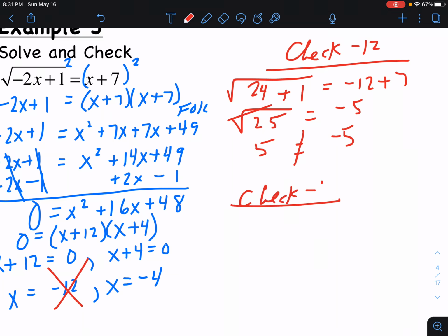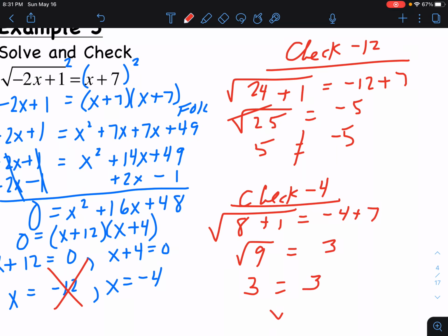Now let me check the -4. -2 times -4 is 8, and then 8 plus 1 is square root of 9, which is 3. And then on the right side, x plus 7, -4 plus 7 is 3. So the -4 does work out. We do have one answer here.